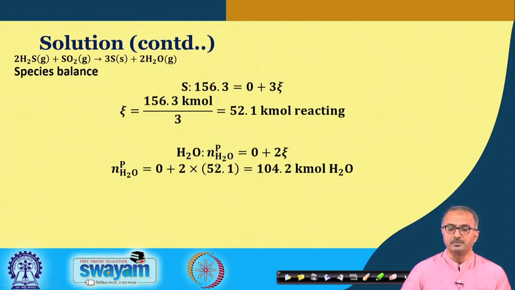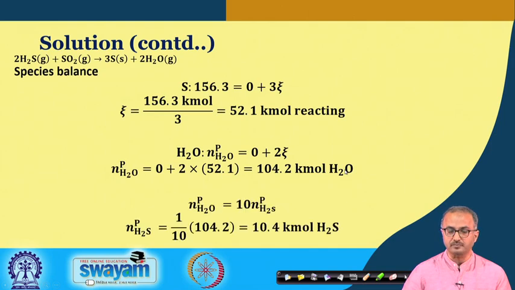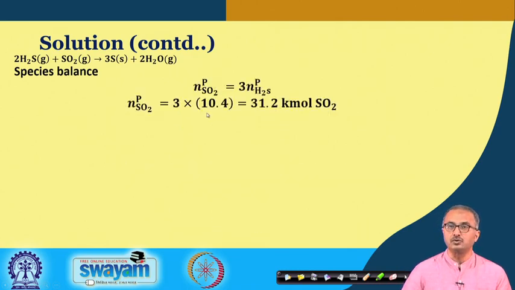We find that in the product stream, with this particular equation, we will have these many moles of H2O. Next we go to the amount of H2S, where we can see from the stoichiometry that the number of moles of H2O is 10 times the number of moles of H2S. So we get the H2S amount like this from the number of moles of water. Next we go to sulfur dioxide. Again we correlate it with the stoichiometry and we see that the sulfur dioxide will be 3 times the number of moles of H2S.